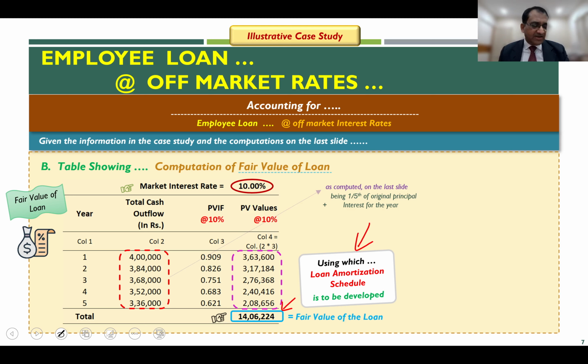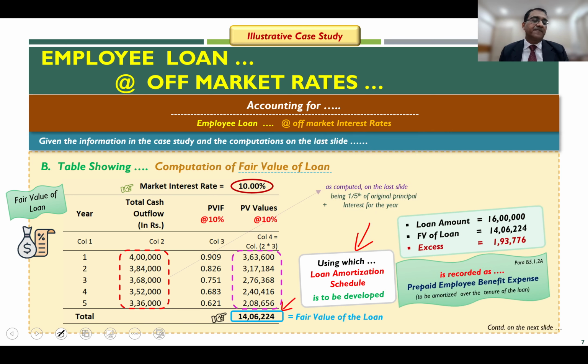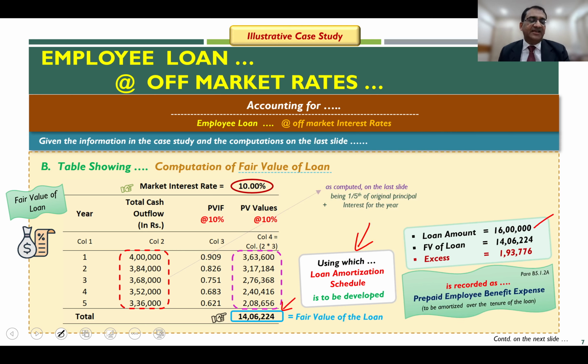How we will do that? We will see in the next slide. But let us see here one important point. The cash which the company has given to the employee is 16 lakhs. The fair value of the loan is only 14,06,224. So the loan amount is 16 lakhs. Fair value of the loan, as we have computed, is only 14,06,224, which means there is a difference. The difference of 193,776, the difference between these two numbers.